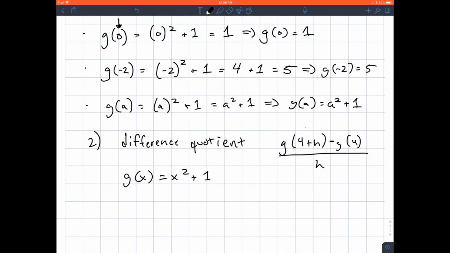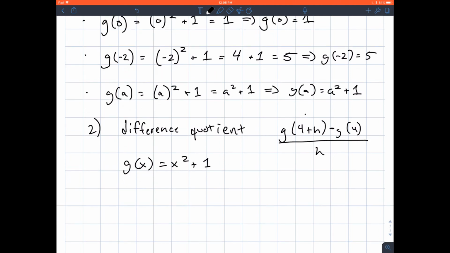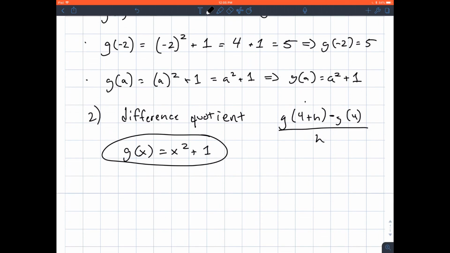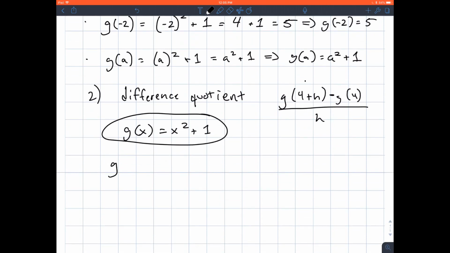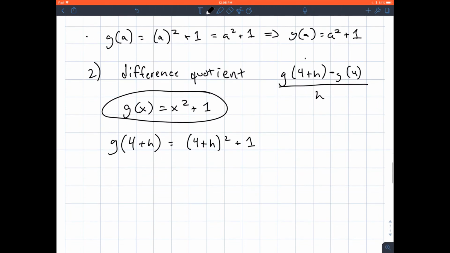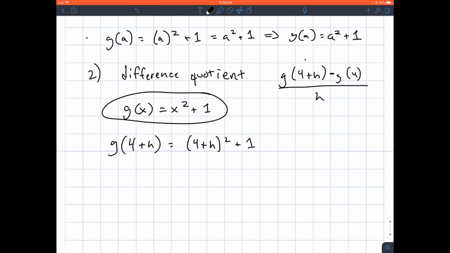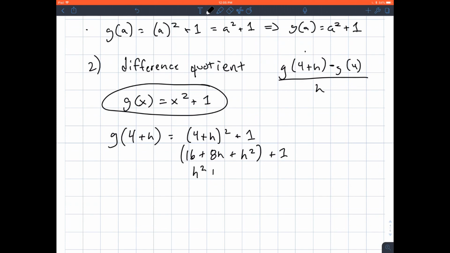So we're given g of 4 plus h. You want to plug that in place of x for the function right here. So let's go ahead and do that first, step by step. 4 plus h, so that's simply 4 plus h squared plus 1. Do a little bit of algebra here. We are going to get 16 plus 8h plus h squared plus 1, and we are simply going to get h squared plus 8h plus 17.